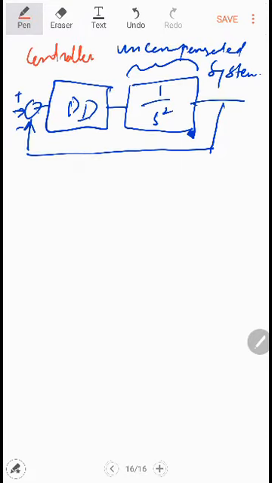Why is this controller used? For the compensation. And generally we know that the controller D(s) will be given by Kc (s plus Zc) divided by (s plus Pc), such that this Zc will be less than the Pc, so that it will be near to the imaginary axis.